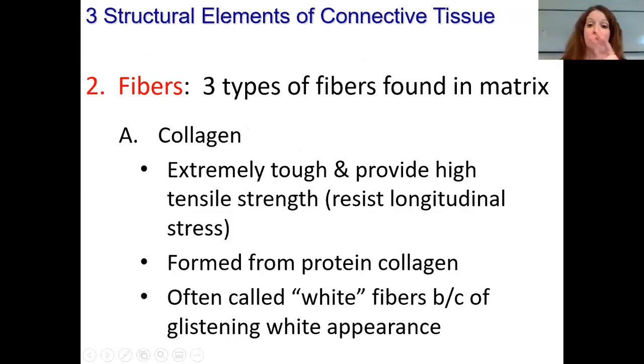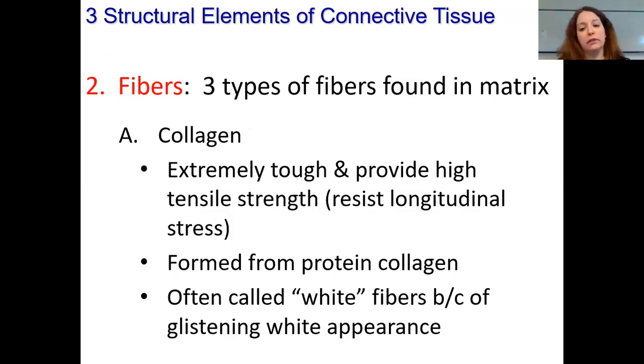Those three fibers: collagen, elastin, and reticular. So collagen is extremely tough and provides high tensile strength. There are women in this world, and men, of course, who don't ever wrinkle in their faces. They have high levels of collagen that doesn't break down over time. That's not the only thing that stops you from wrinkling, but it does help. It's often called white fibers because of its glistening white appearance.